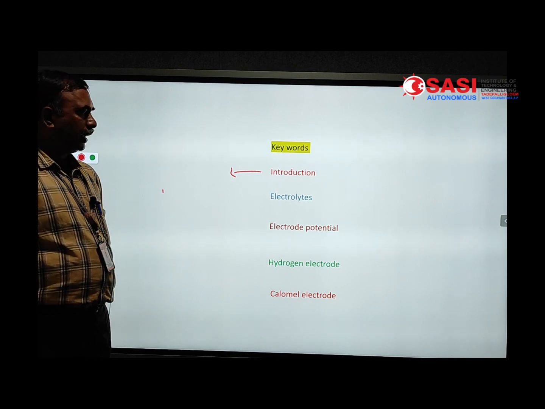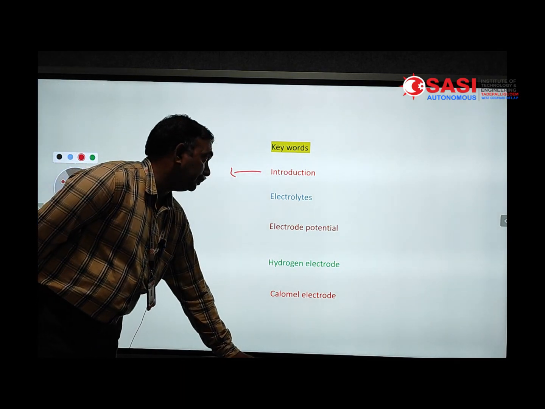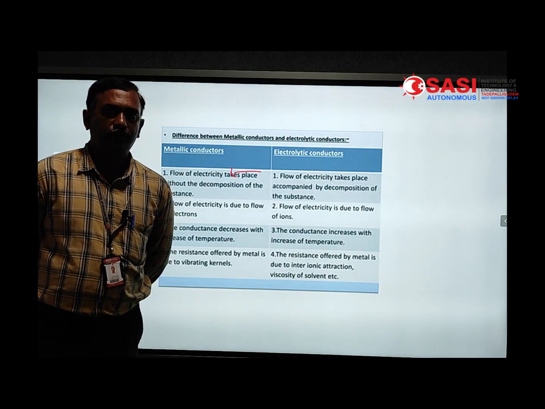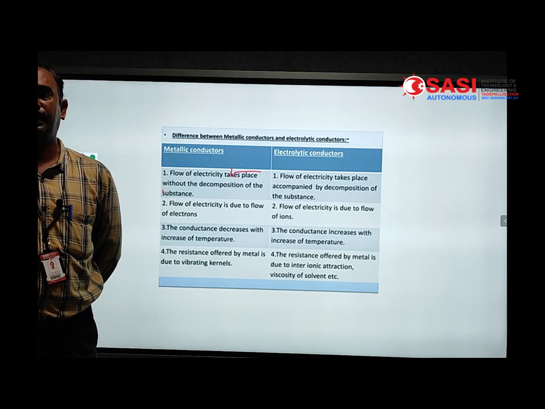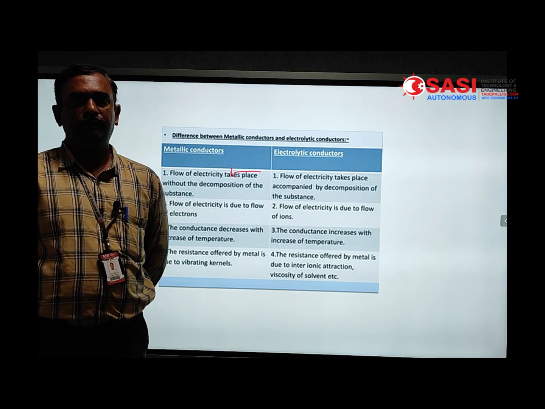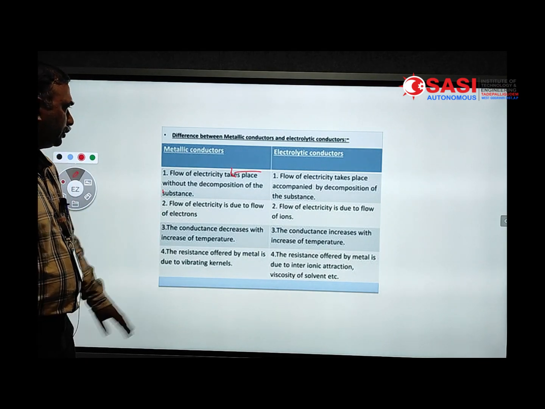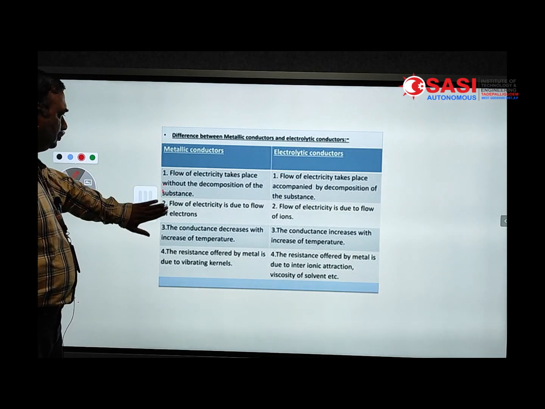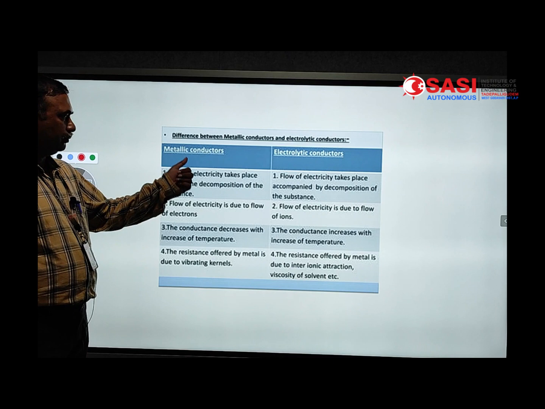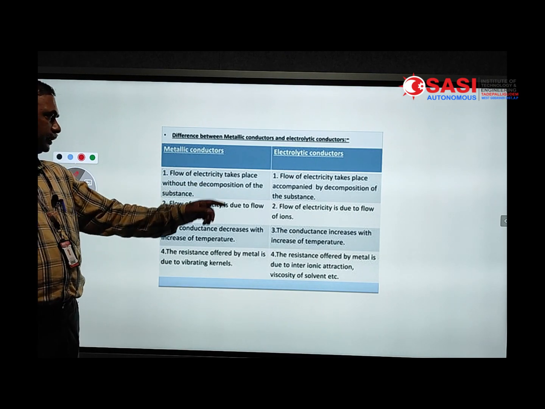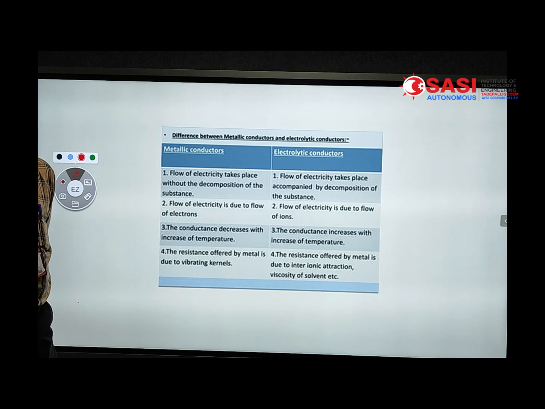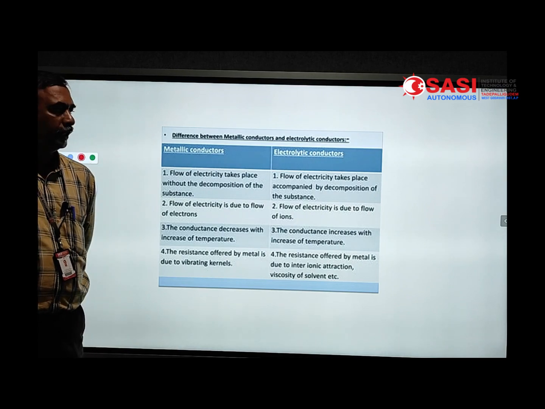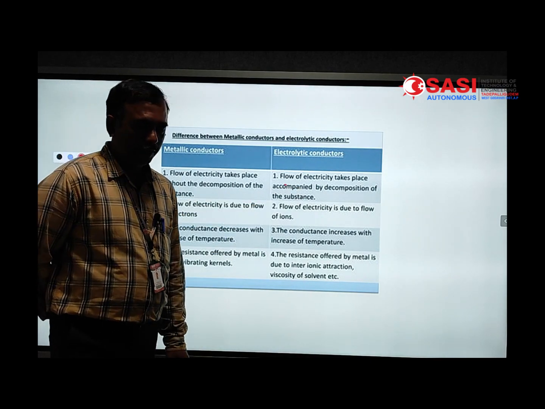So in this class, again we will start from the basics. What is the difference between a metallic conductor and an electrolytic conductor? As you all know, metallic conductors conduct electricity to a greater extent than electrolytes. We will study what might be the reason for this. Let us see what metallic conductors are. Metallic conductors flow electricity without decomposition of the metal. The metal does not undergo any change during electrical conduction. But in the case of electrolytes, decomposition of the electrolyte takes place.